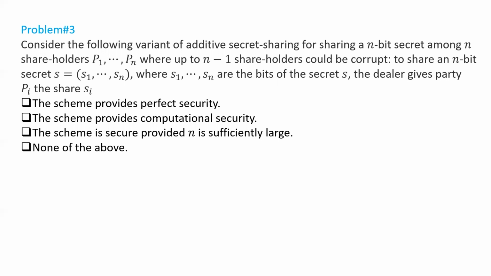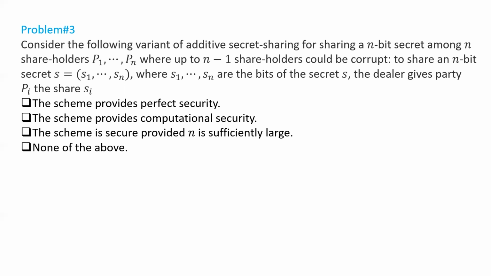It is only left to decide what is the last bit of the secret. That last bit can be either 0 or 1. So always there is a probability of half with which this n minus 1 set of parties can actually come up with the correct secret S.